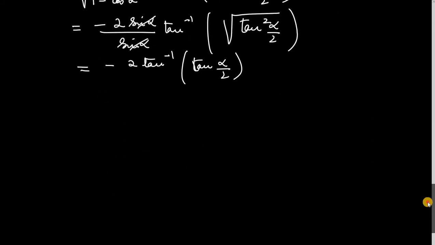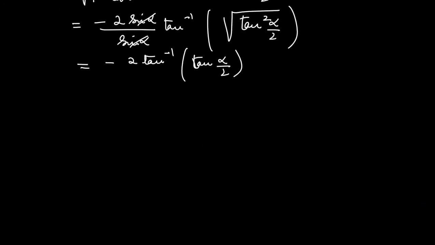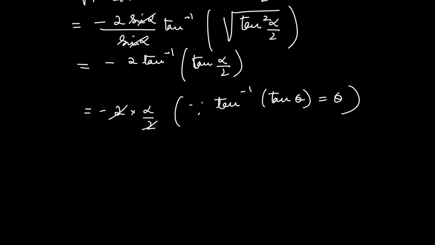So now let us further simplify it. It will be minus 2 into alpha by 2. Why? Because tan inverse of tan theta is equal to theta. So 2 gets cancelled, it is equal to minus alpha. So we have got that one as minus alpha. Now after knowing the value of this one, what is phi prime of alpha? After evaluating that, we finally got it as minus alpha.